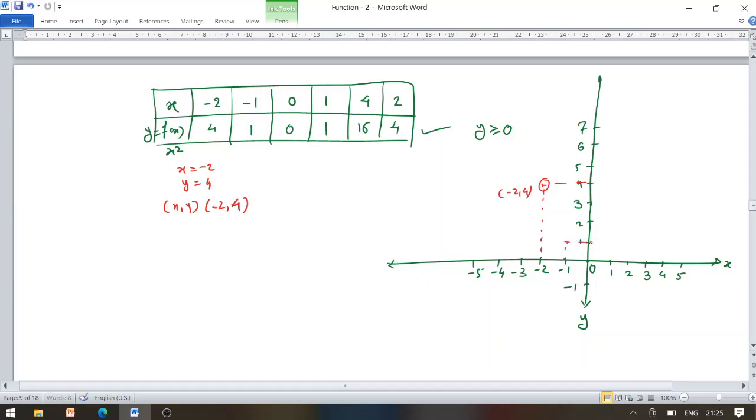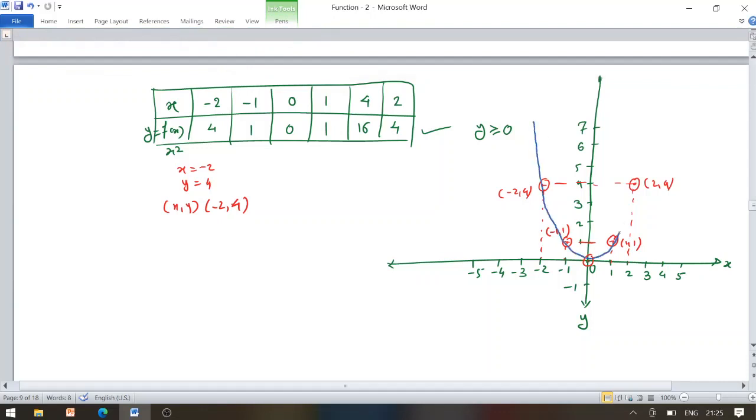-1, 1. So we have the coordinate (-1, 1). 0, 0, the origin is included. 1, 1. Next to it, 2, 4, the last coordinate we have is (2, 4), and the second last is (4, 16) somewhere. So if we join all coordinates, it forms a parabola symmetrical about the y-axis, ultimately having the equation y equals x squared.